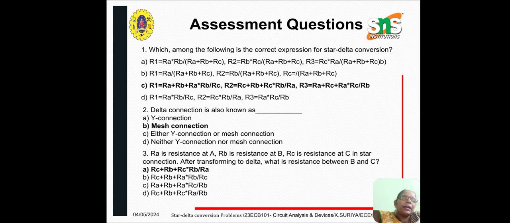So you'll be getting RA RC plus RB RC plus RA RB divided by RA.